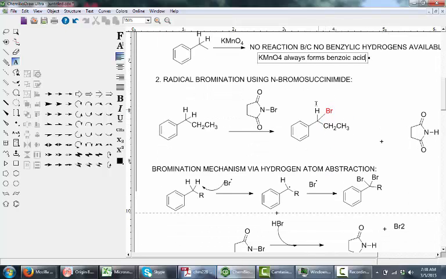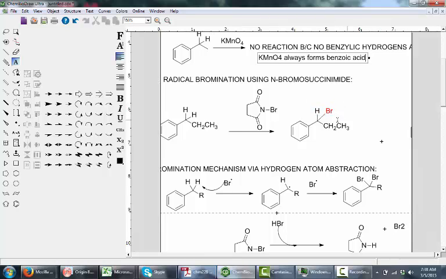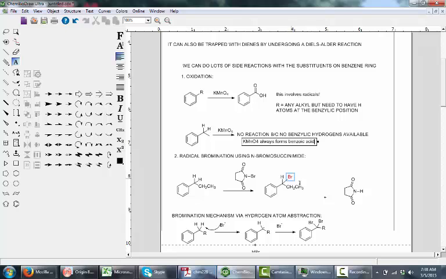Alright, that's oxidation. We can also do radical bromination if you use N-bromosuccinimide. That's this compound here. This is N-bromosuccinimide. You are responsible for knowing that nomenclature. And I react it with a substituted benzene that has benzylic hydrogens. I can substitute one of them for a bromine. So again, I take off one of these H's, I replace it with the bromine.